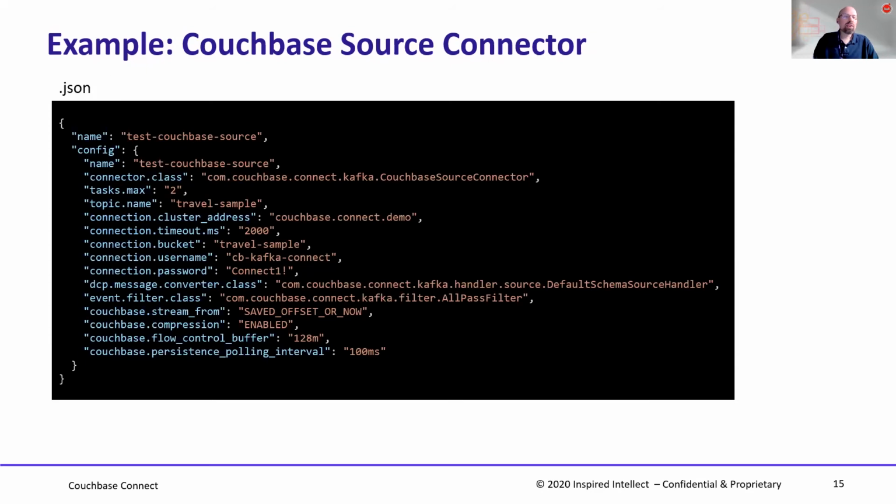So here's the JSON version of that same set of configuration properties, just to show you what that would look like in JSON form. And this would be what you would send as your payload to the Kafka Connect REST API when running in distributed mode.